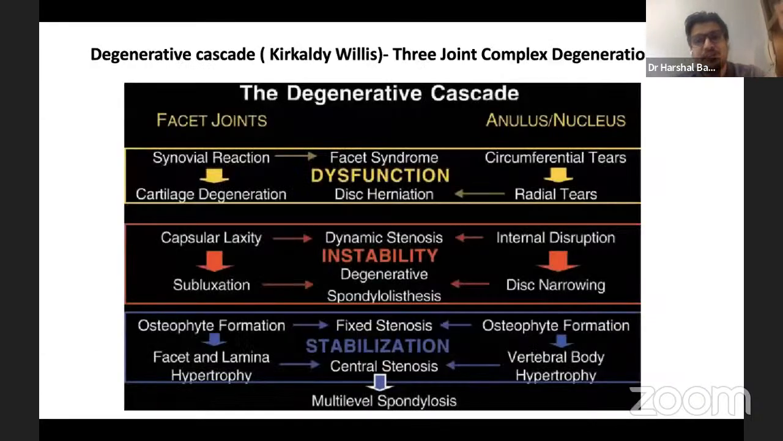Kirkcaldy-Willis in the 1970s described this three-joint complex degeneration, which holds true today also for this degenerative phenomenon. There's a dysfunction in three joints, namely two facet joints and the disc joint, which leads to a cascade of events leading to instability and an auto-stabilization, a stabilizing event by the body, but at the cost of space available for neural structures. And that commonly leads to stenosis. I think you are all aware of this cascade, so I'll not go into the details of it.